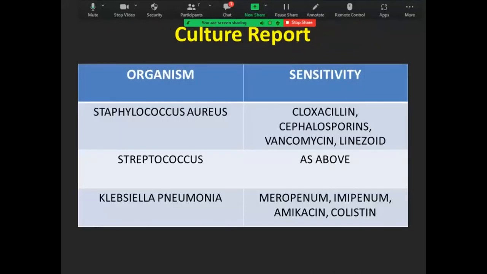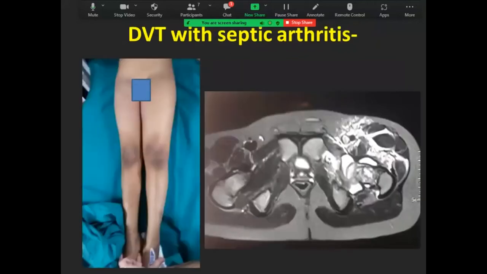So I think we have covered this already, so I'll just skip through these slides. You have to suspect DVT in these cases also, because sometimes DVT is present along with septic arthritis.